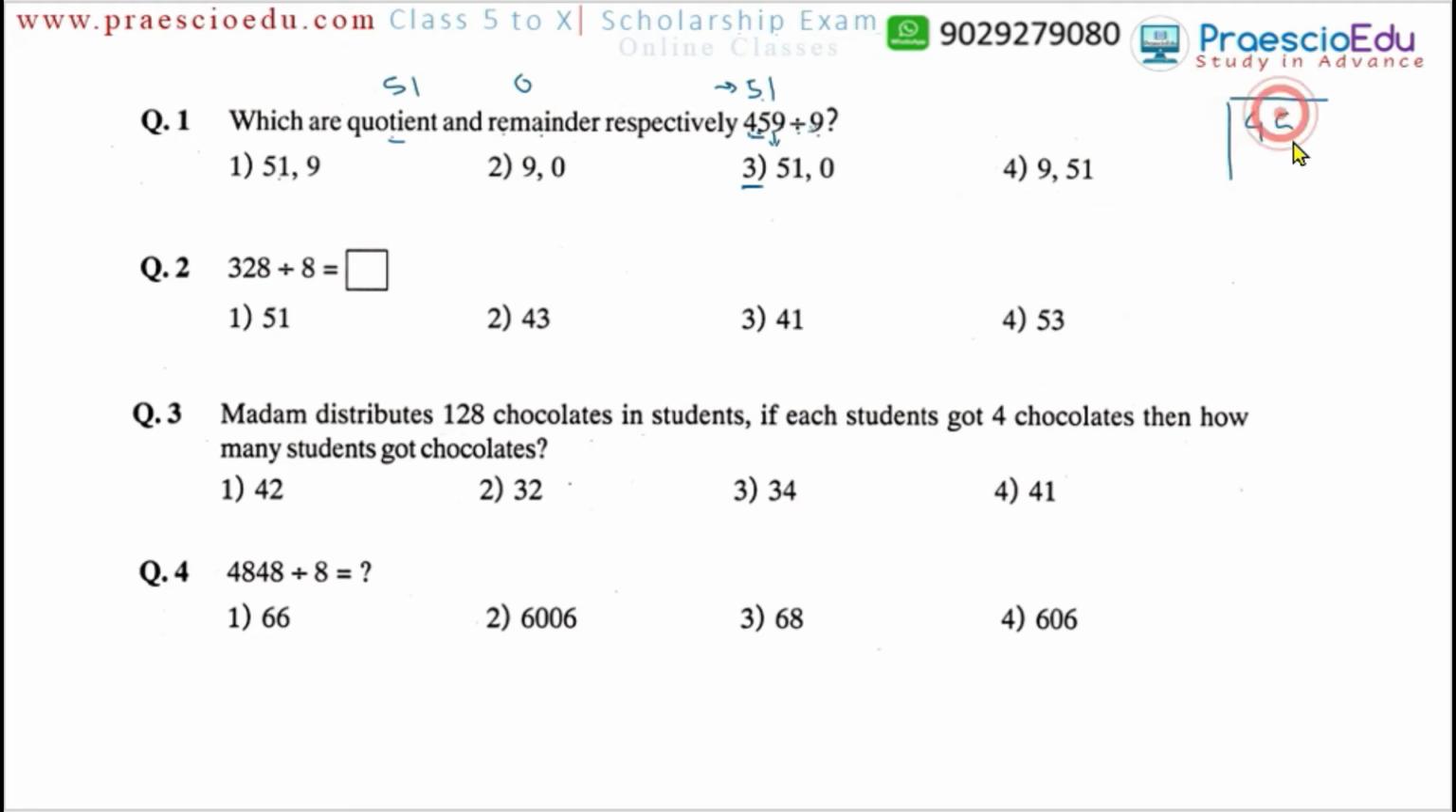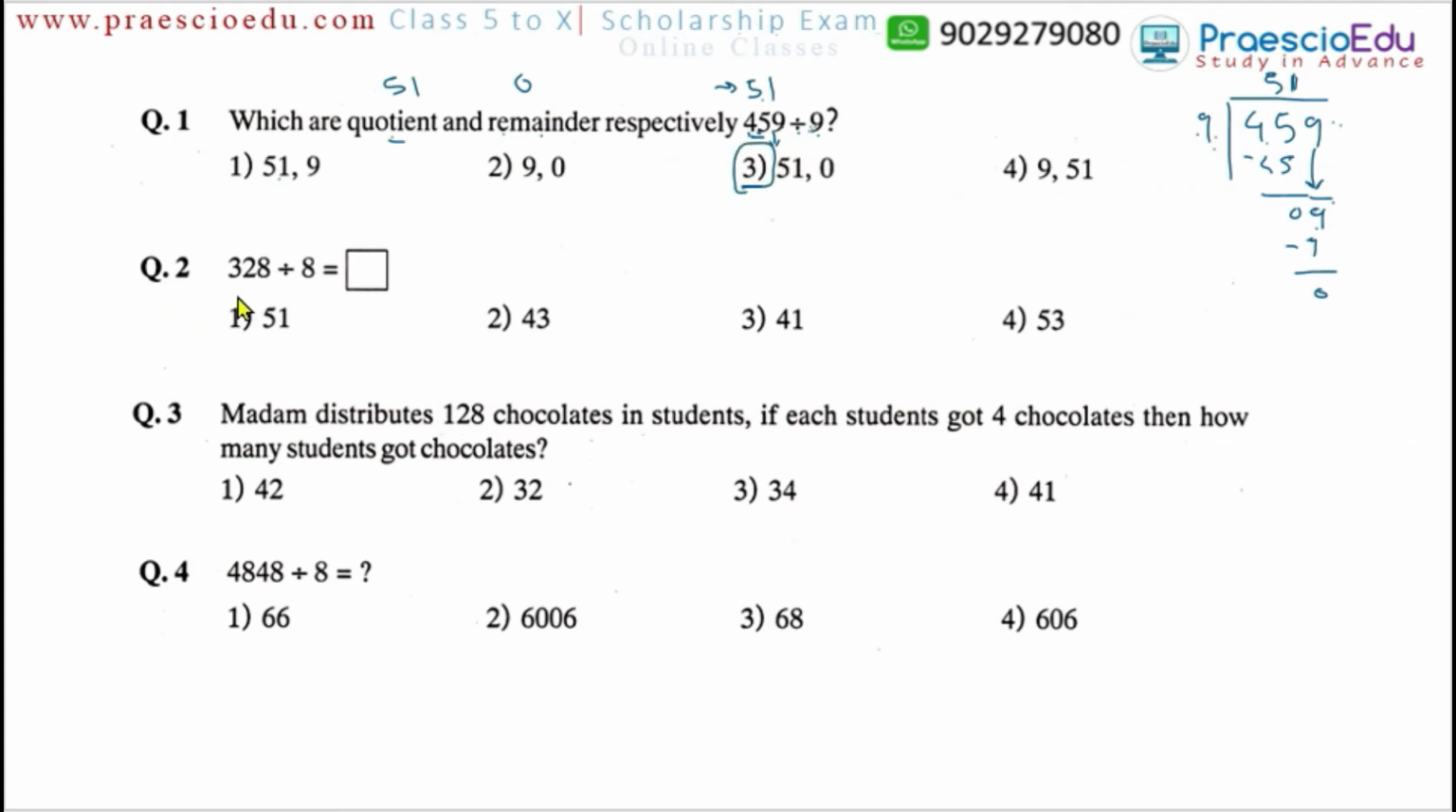You can also find it this way: 459 divided by 9, 9 fives are 45. Then we carry down this digit 9, and 9 ones are 9, and minus, so 0. If the carried digit is not divisible or is smaller than the divisor, then we take 0 in the quotient here and carry down another number. That is very important, many students make mistakes in that, so we will see that example later. So 51 and 0 is the correct option.